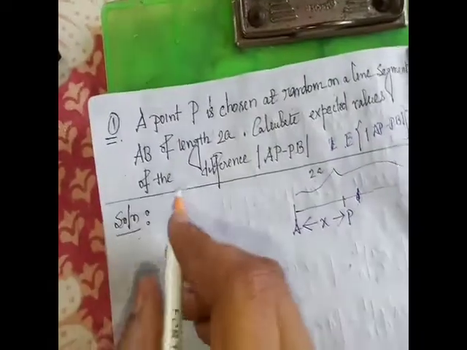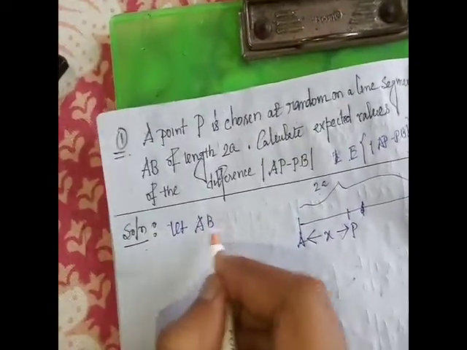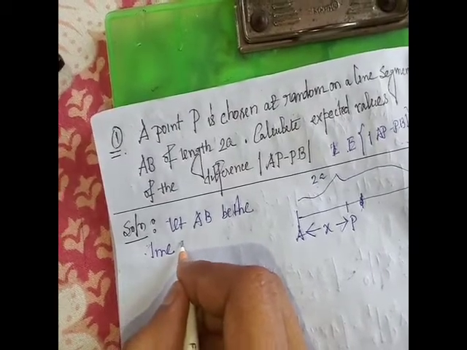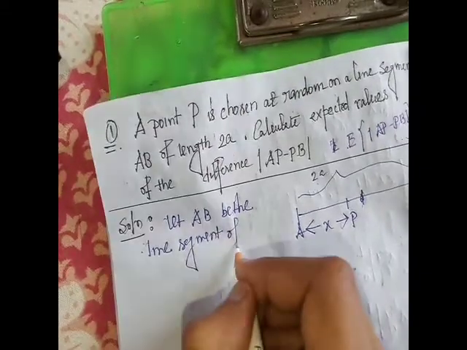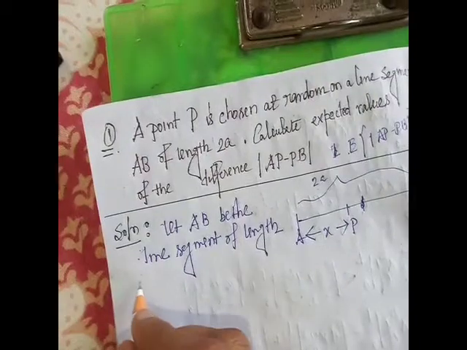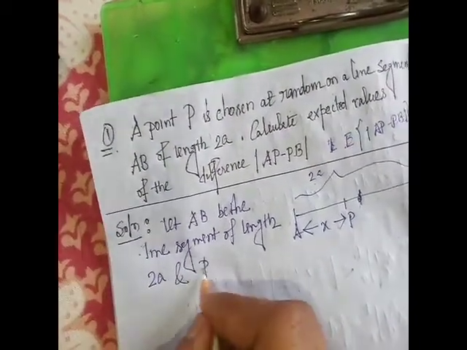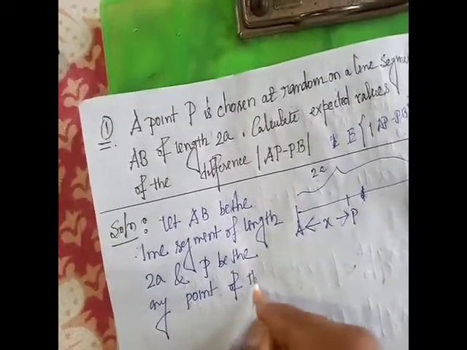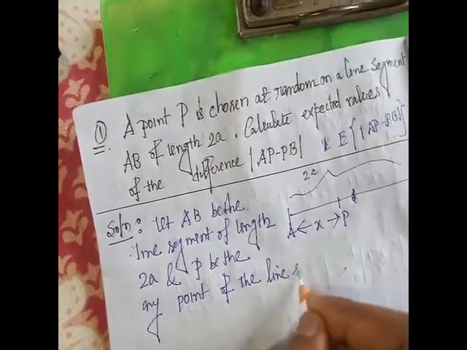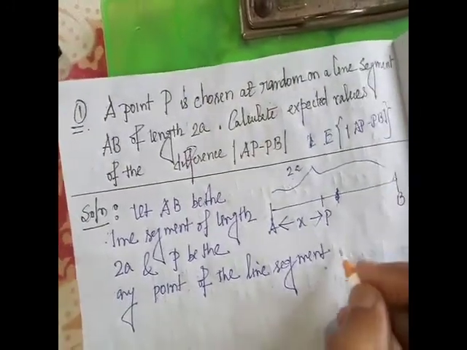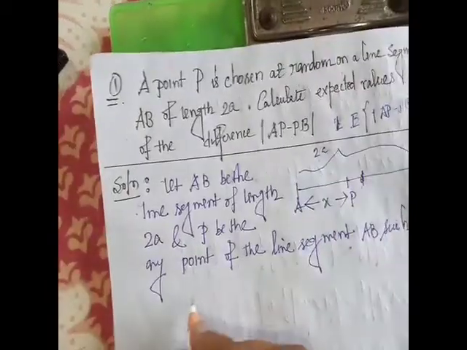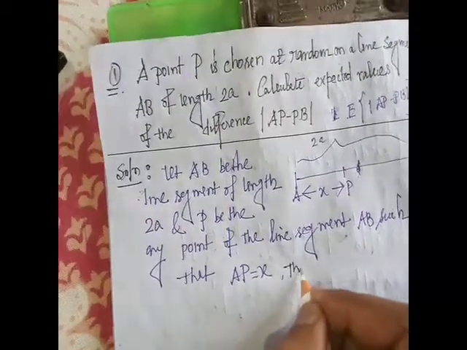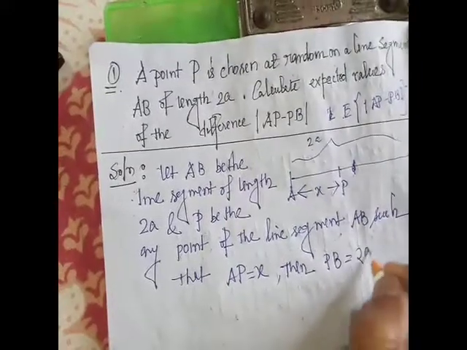So let AB be the line segment of length 2a and P be any point on the line segment AB such that AP equals x. Then PB equals 2a minus x.